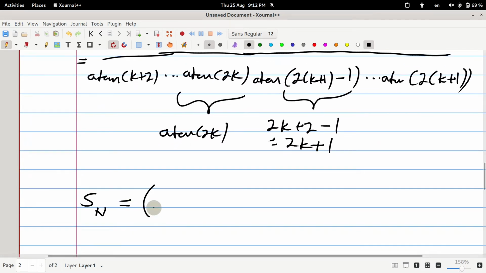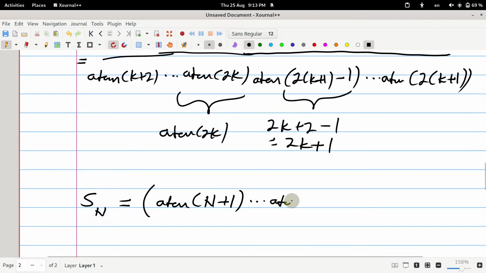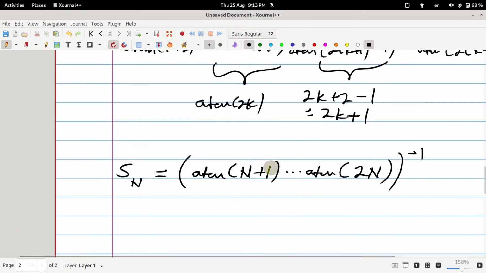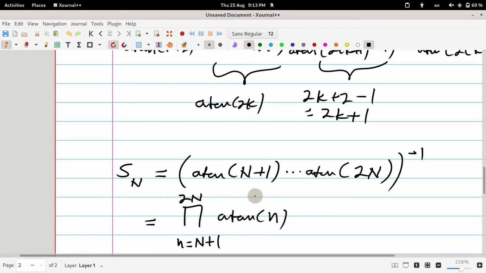For Sn, it will always be equal to a tan n plus 1 all the way up to a tan of 2n, obviously to the power of negative 1. It's just a more compact way. So we can make it even more compact by writing it like this. So capital Pi, n equals n plus 1 up until 2n, of 1 over arctangent n.